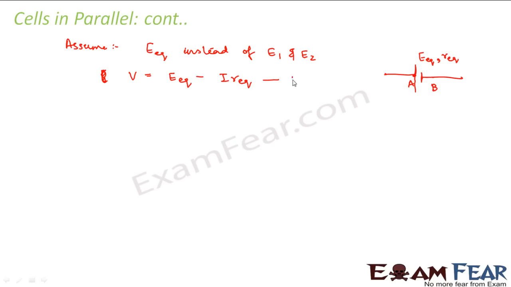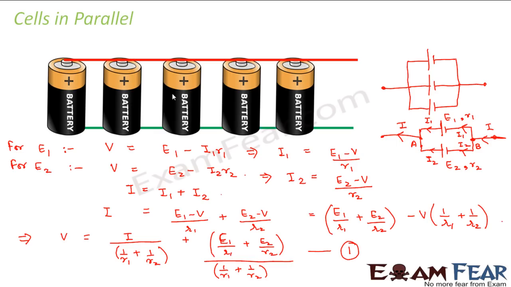So now if you compare this equation 2 with the previous equation which we found, that is equation 1, then what do you get? In both the cases you get V is equal to E equivalent, which is nothing but this bigger term, minus I into R equivalent, which is this entire term. Right? So let us try to write it in this form.